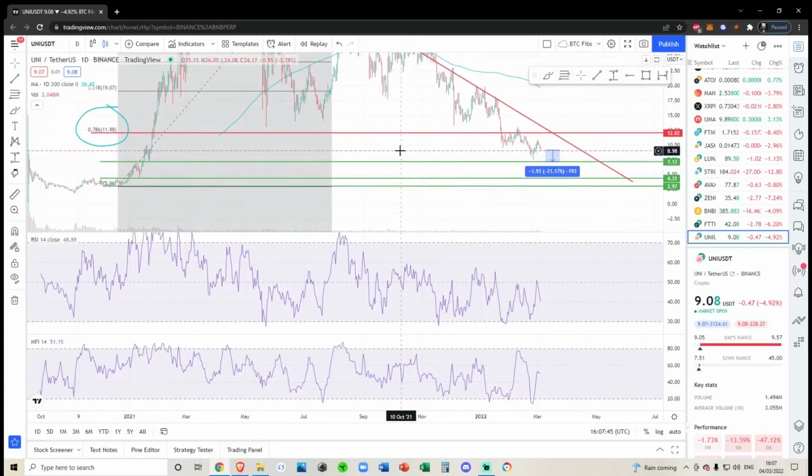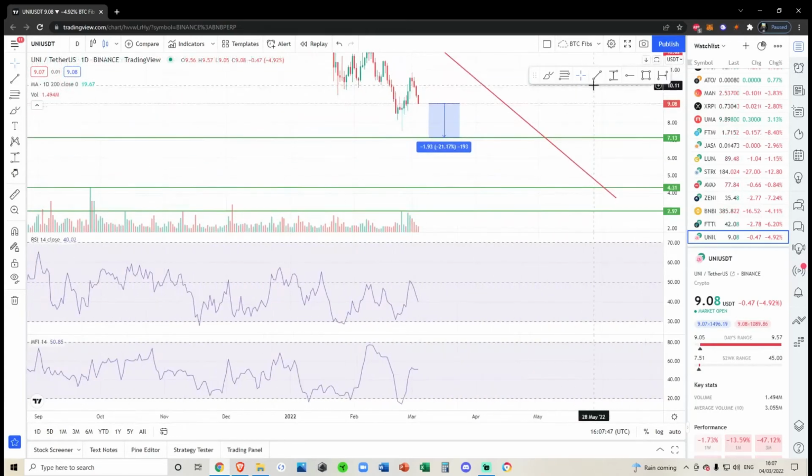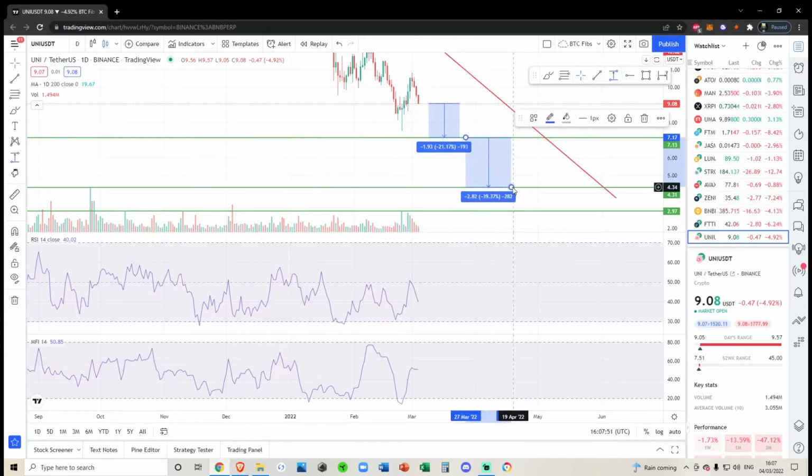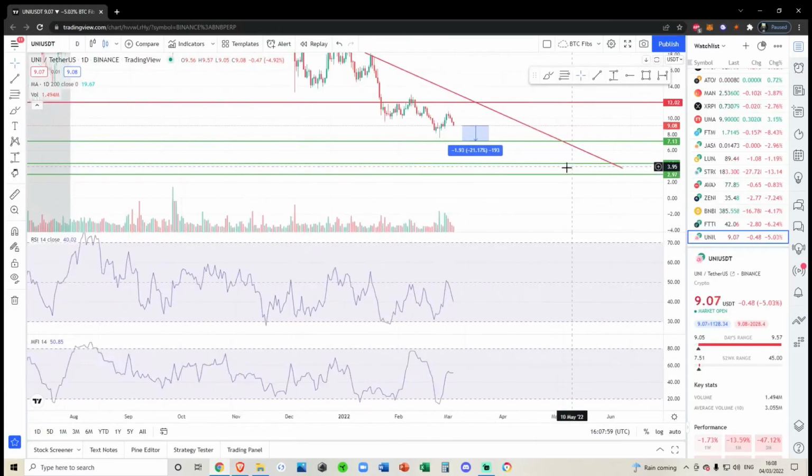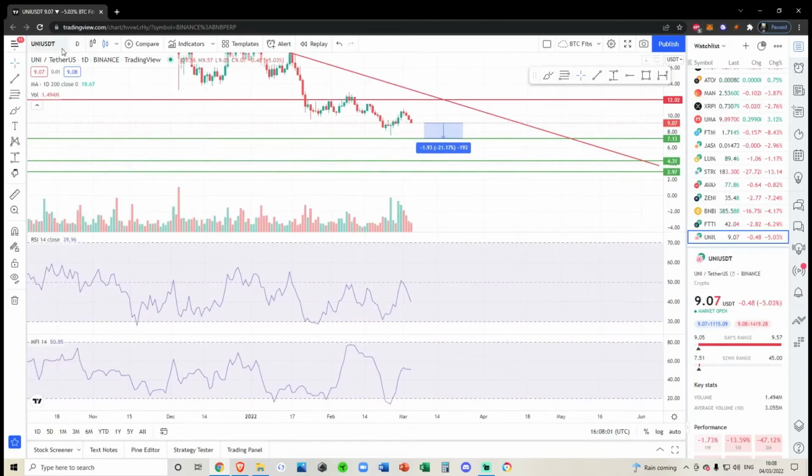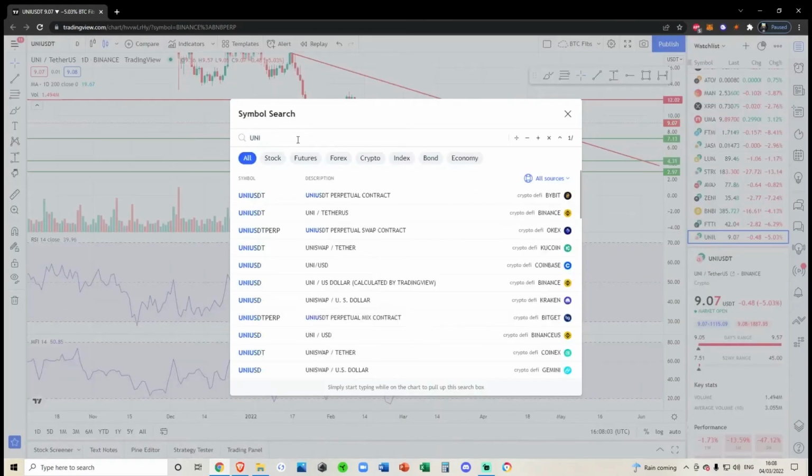If we do lose 7, let's see where this would take us to the next level down. If we lost 7, we'd have almost a 40% drop on our hands, and then if we lost that, we'd have a 58% drop on our hands. So that's basically all I see for Uniswap. I am going to be sitting on the sidelines for this in the short term.